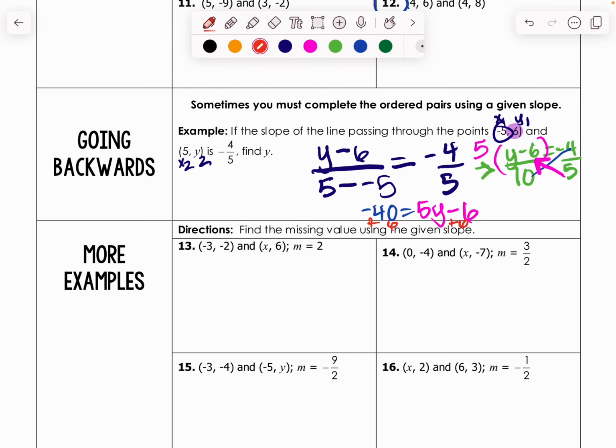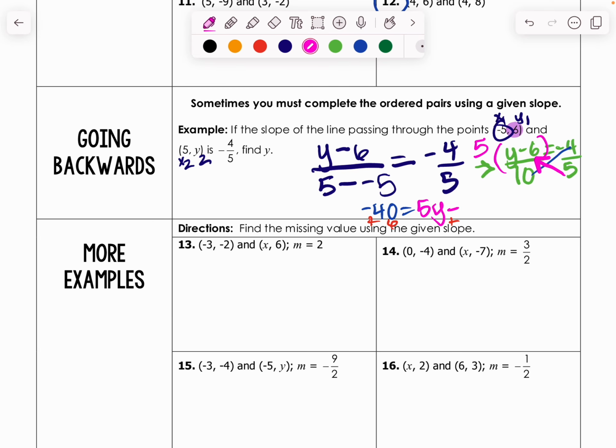or wait, I didn't multiply the 6. Should be minus 30. So I'm adding 30. Add 30 plus 30. Okay, we're going to get -10 equals 5y. So y is -2. Okay, so we found our missing variable. And if you were to plug this in, you would get -4 over 5.